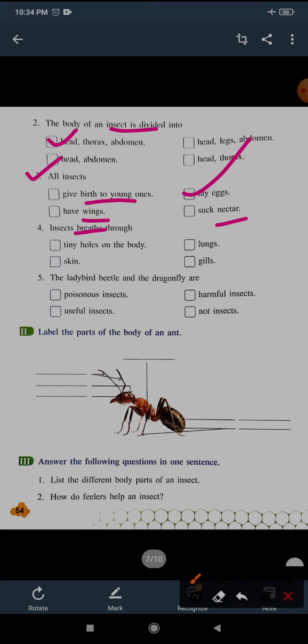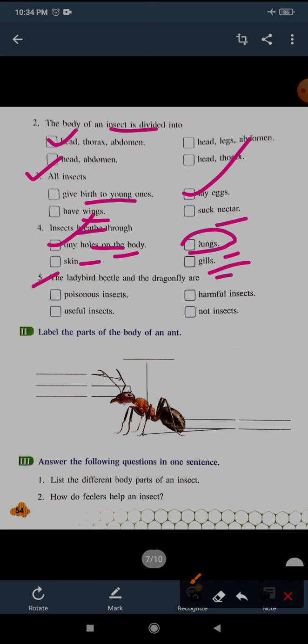Now question number 4 is, insects breathe through. There are four options: tiny holes on the body, skin, lungs and gills. We humans breathe with the help of lungs. Fish breathe with the help of gills. A frog in water uses its moist skin to breathe, and this is for insects. So option 1 is the correct answer for question number 4, tiny holes on the body.